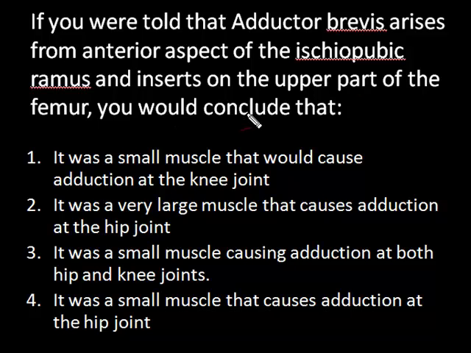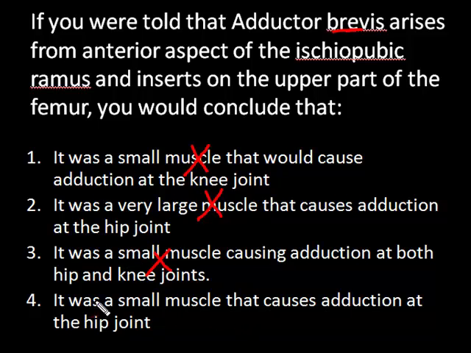The first option says it is a small muscle that would cause adduction at the knee joint. Obviously this is false because it goes to the femur and does not cross the knee joint. Also, the knee joint only allows flexion and extension and a slight degree of rotation which accompanies them. There is no adduction there. The next option says it is a very large muscle that causes adduction at the hip joint. We said brevis means small, so it cannot be this one either. The third choice says a small muscle causing adduction at both hip and knee. It only causes adduction at the hip, not the knee, so this would not answer it either.